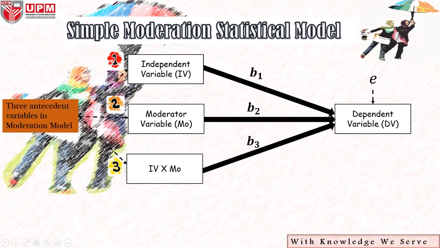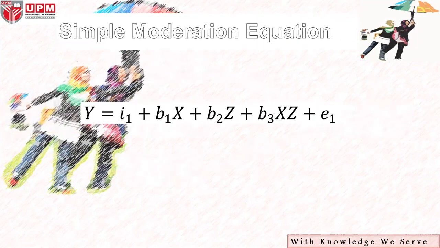Okay. So in this case, we are going to have three antecedent variables. Tiga. Satu, IV towards the DV, moderator towards the DV, and interaction between IV and moderator towards the DV. Okay, so this is the simple moderation equation. Sama je macam yang lain, cuma beza dia yang kat 3 ni. Since in simple moderation we have one moderator and one IV, we have one interaction effect here lah.